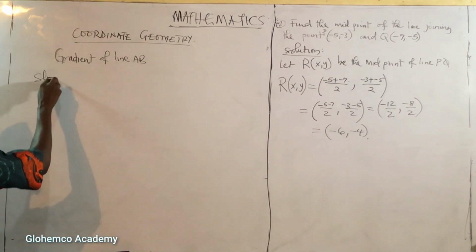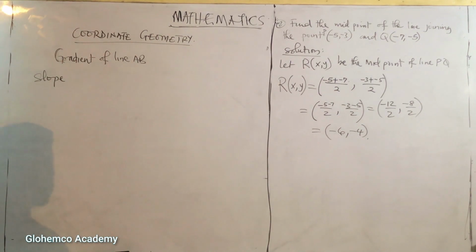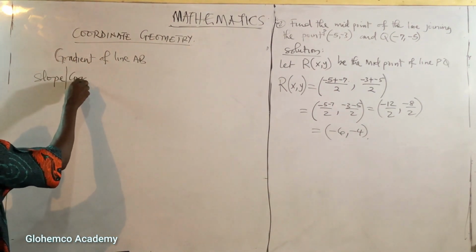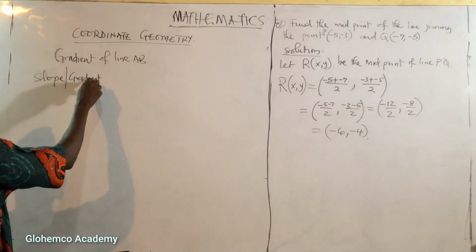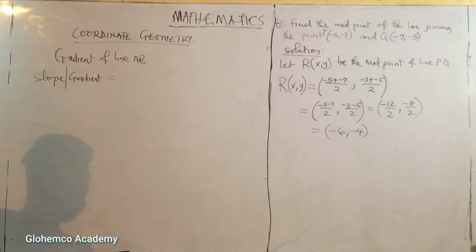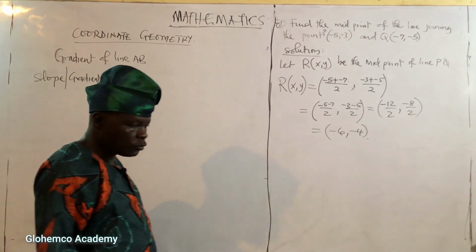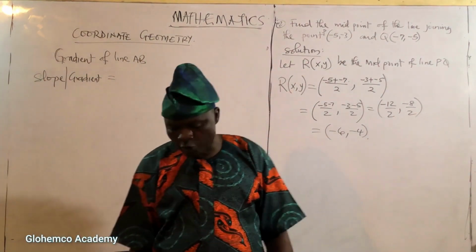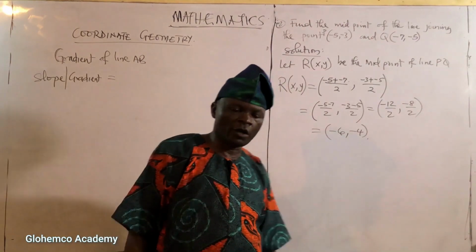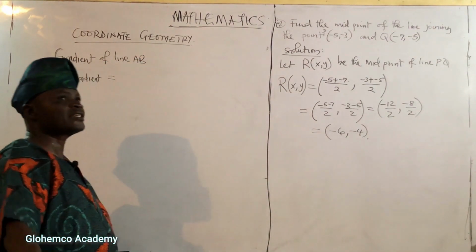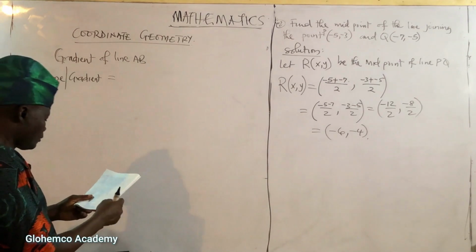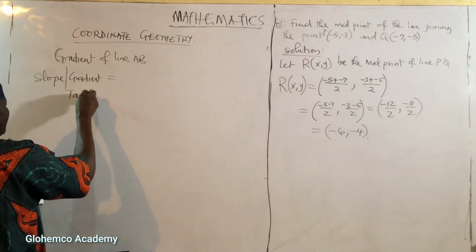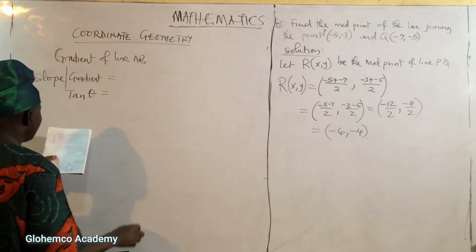You will be asked to find slope. Don't be carried away. When you say slope, it's the same thing as gradient. These are the language of mathematics you can say at times. So when you have to find the gradient, or when you have to find the slope, they are saying the same thing.